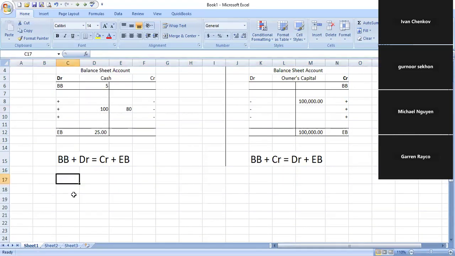So what we're going to do? Beginning balance is 5. I can plug in the numbers. 5 plus, let's see if the formula works, 100 should be equal to 80 plus the ending balance. I don't know how much the ending balance is. So how much will the ending balance be? If I have to express it, the ending balance will be equal to 5 plus 100 minus 80. Make sense?